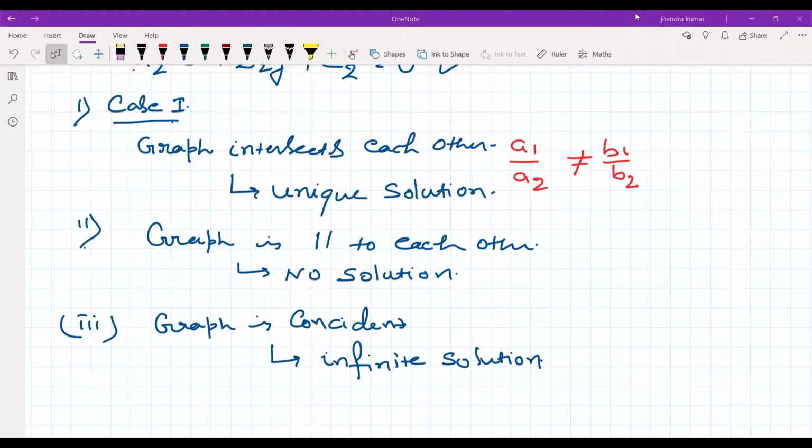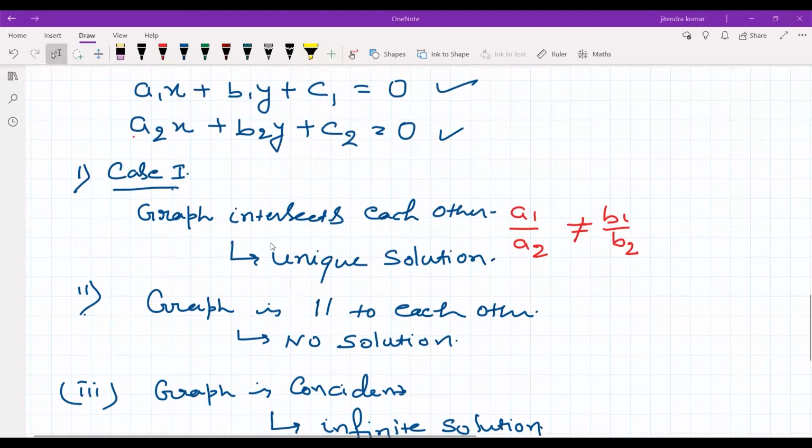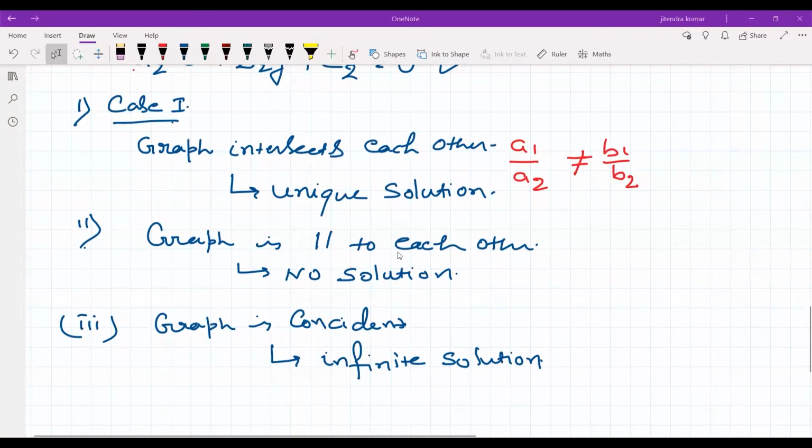So in this case a1 by a2 is not equal to b1 by b2, where a1 and a2 are the coefficients of x, and b1 and b2 are the coefficients of y. We have to take a1, a2, b1, b2 with signs. Here all are positive, but if there is a negative sign, we have to consider it. So if a1 by a2 is not equal to b1 by b2, they will have a unique solution. Graphically, they are going to intersect each other.